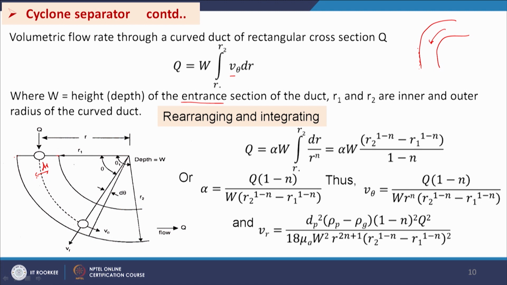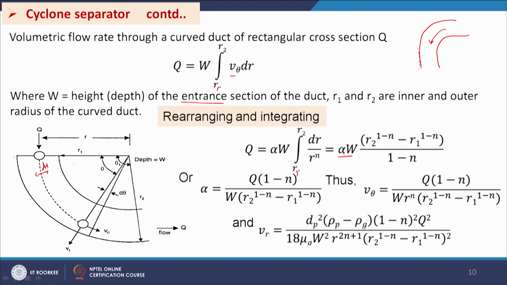So, this expression we can rearrange from r1 to r2. And V theta, if we replace, V theta is nothing but, as we have seen, alpha by r to the power n. So, alpha into W is constant now, and dr by r to the power n, from r1 to r2. If we integrate this, we get alpha into W into r2 to the power 1 minus n, minus r1 to the power 1 minus n, divided by 1 minus n. This is just simple integration.